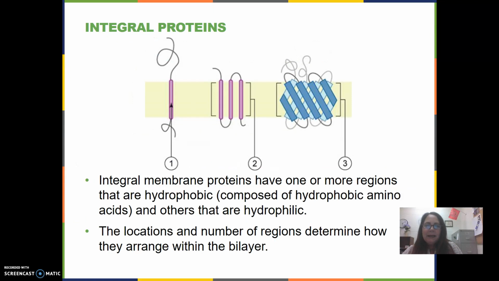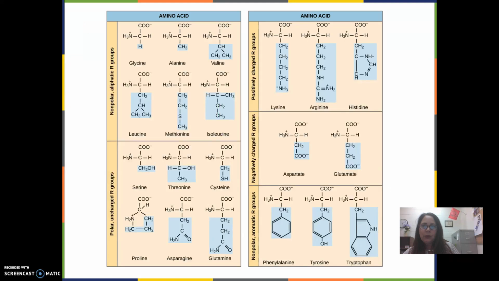Integral proteins are proteins that go all the way through the entire phospholipid bilayer. They have one or more regions that are hydrophobic and then other regions that are hydrophilic. And the location and number of those regions determine how they arrange themselves within the bilayer. But if they're integral, that means they go all the way through the lipid bilayer.